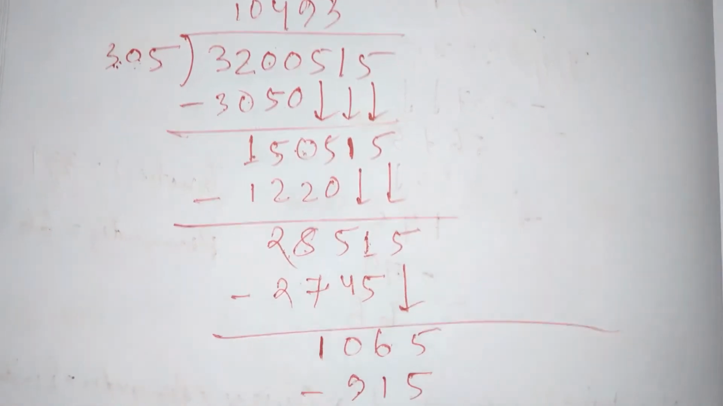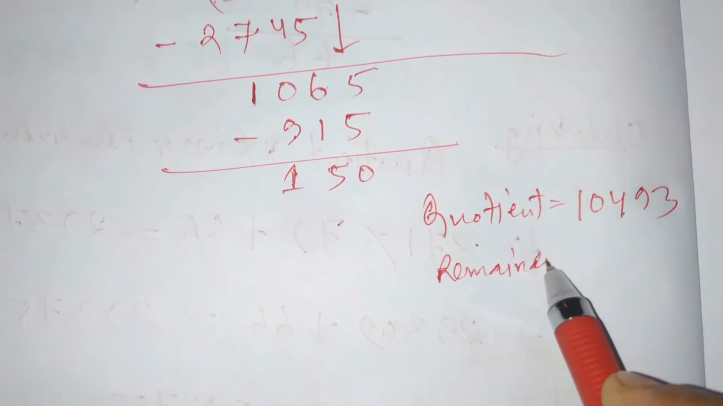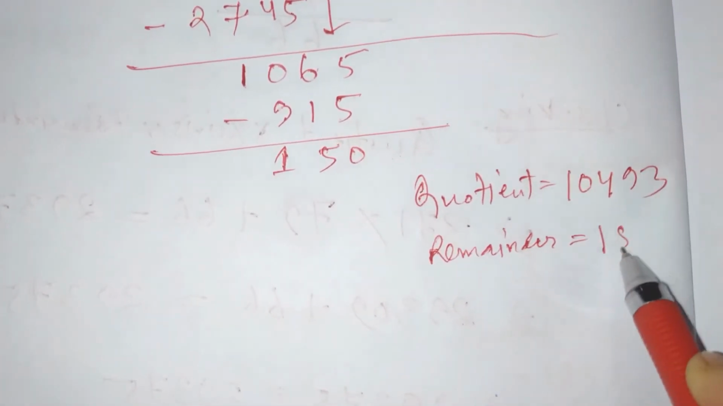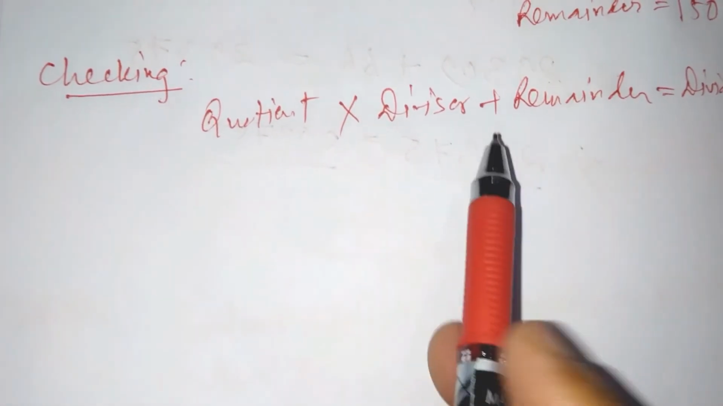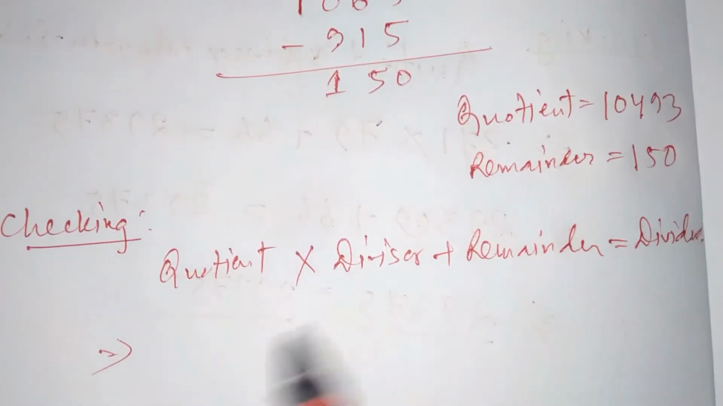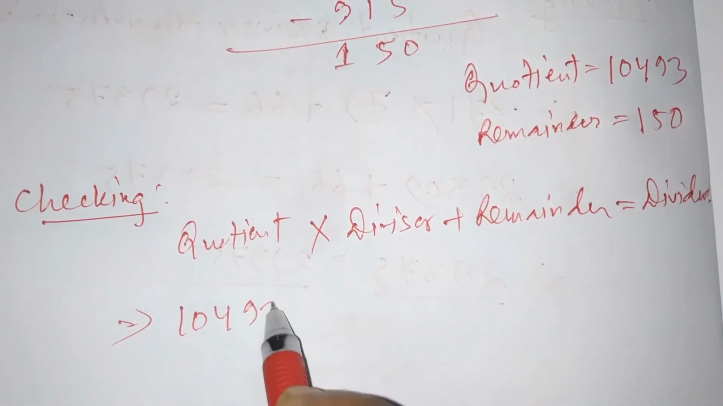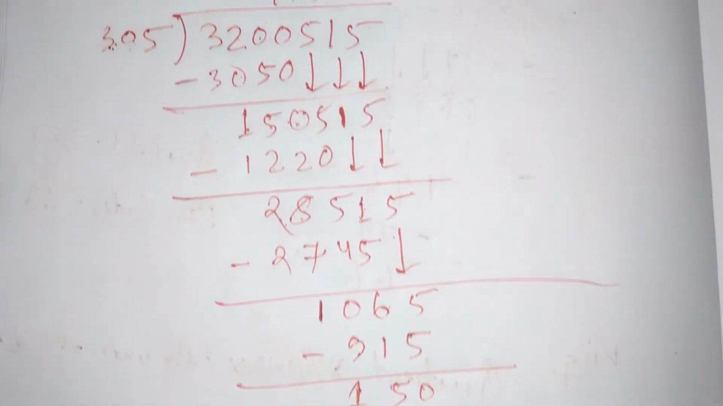10493, and the remainder is 150, okay? So now we'll check it. So here I have written the formula. Here the quotient is how much? 10493, and the divisor is how much? 305, as you have seen here.